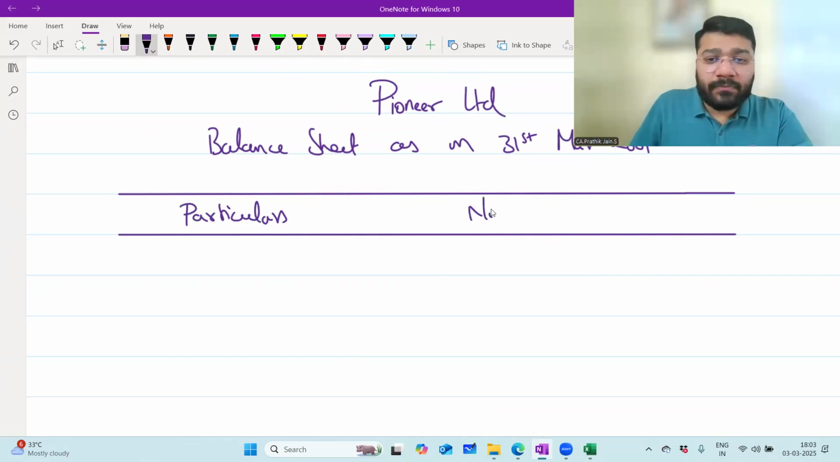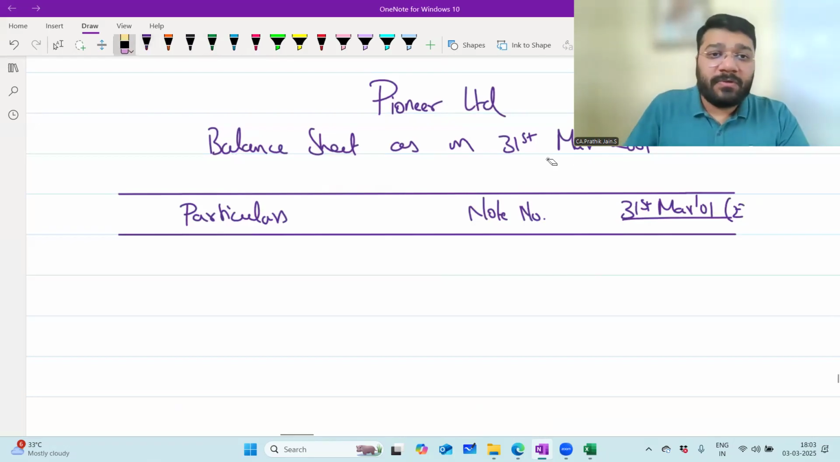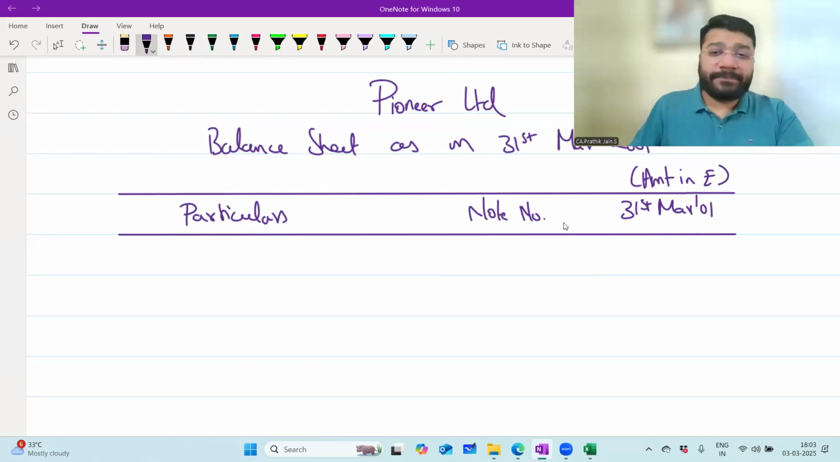Particulars. Note number. (31st March 2001). An amount is in rupees. Amount in rupees in the top right corner. Okay, what is the main heading? Equity and liability.